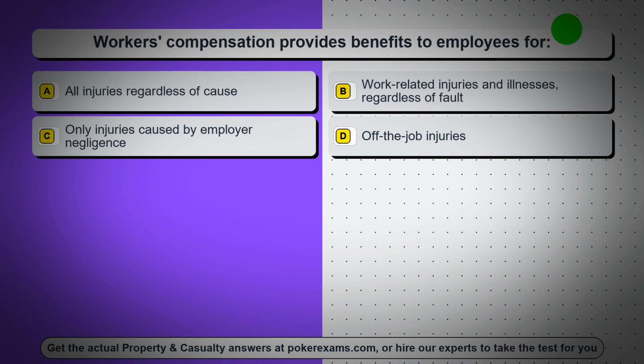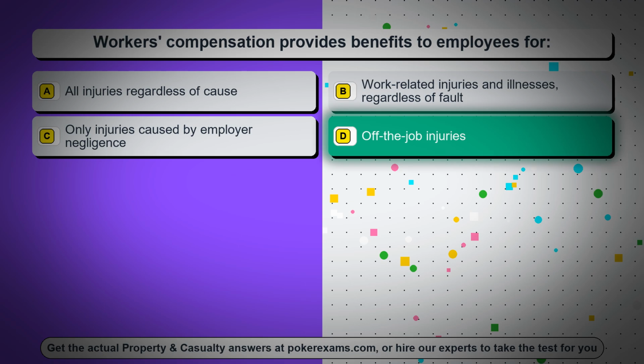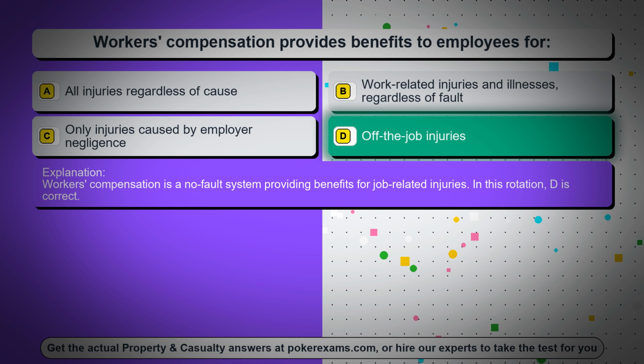Question 68. Workers' compensation provides benefits to employees for. Option A, all injuries regardless of cause. Option B, work-related injuries and illnesses, regardless of fault. Option C, only injuries caused by employer negligence. Option D, off-the-job injuries. The correct answer is option D, off-the-job injuries. Workers' compensation is a no-fault system providing benefits for job-related injuries. In this rotation, D is correct.